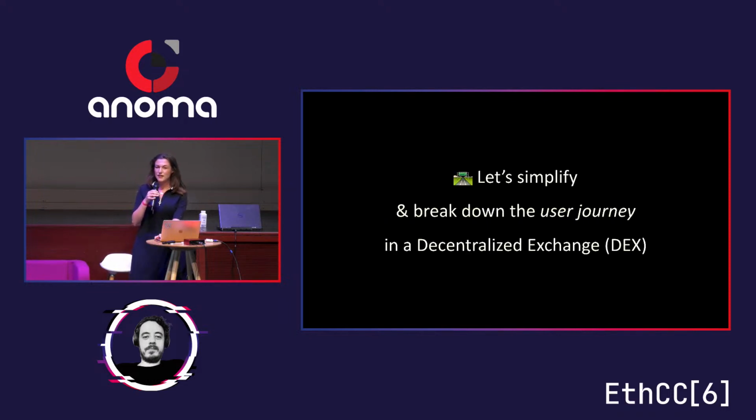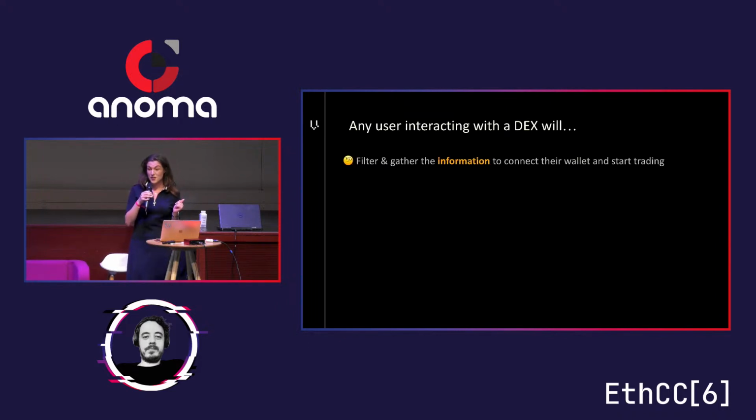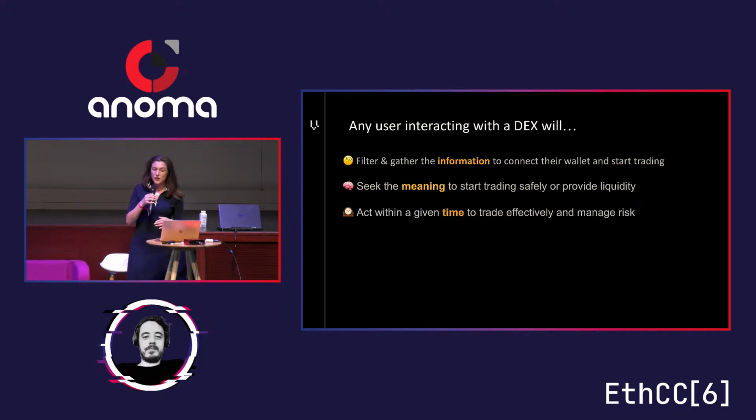Okay. To do that, let's try to simplify and break down the user journey in a decentralized exchange. Because any user interacting with a DEX will filter and gather the information to connect their wallet and start trading, and then seek the meaning of what's in front of them so that they can start trading safely or provide liquidity. And then they need to act within a given time in order to minimize slippage, assess, make the most profitable orders, generally follow their own trading strategy.